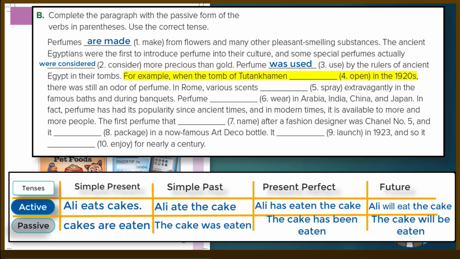For example, when the tomb of Tutankhamun blank open in the 1920s, there was still an odor of perfume. So the verb is open. He's still talking about the past.